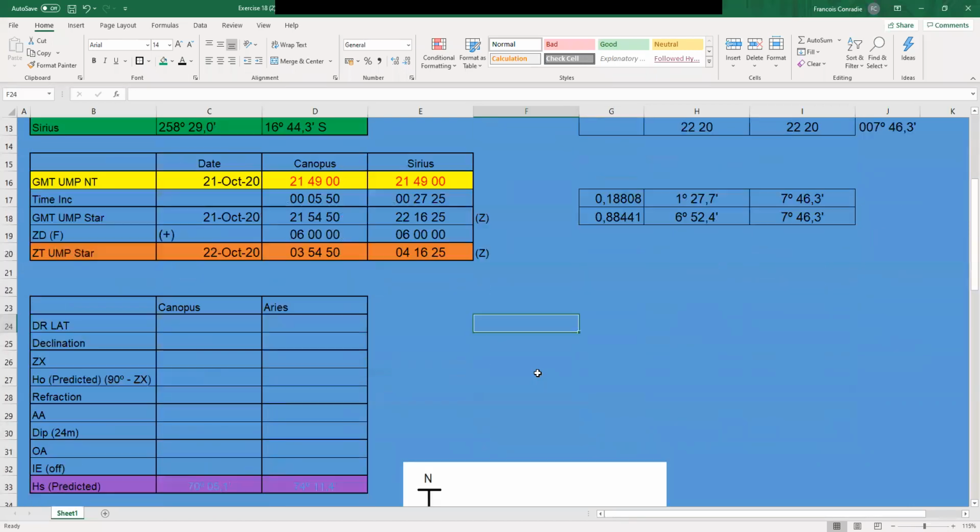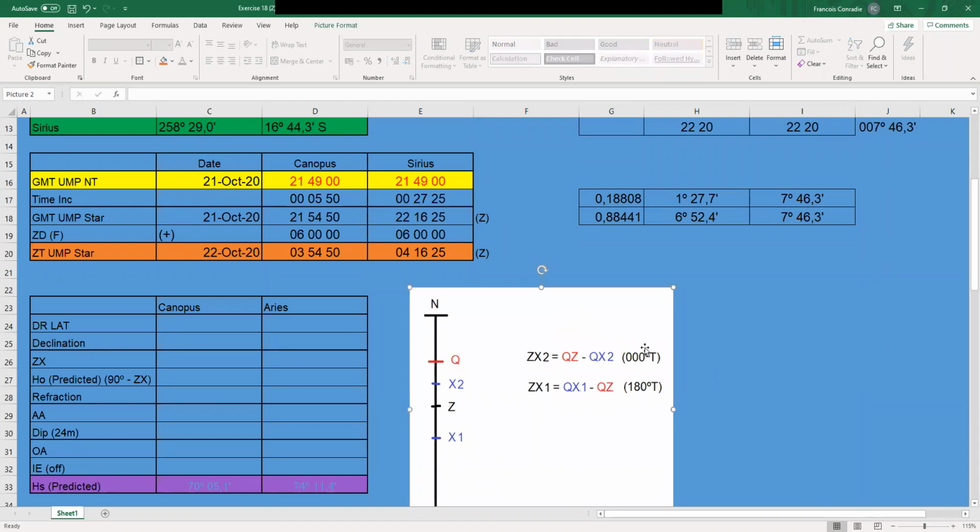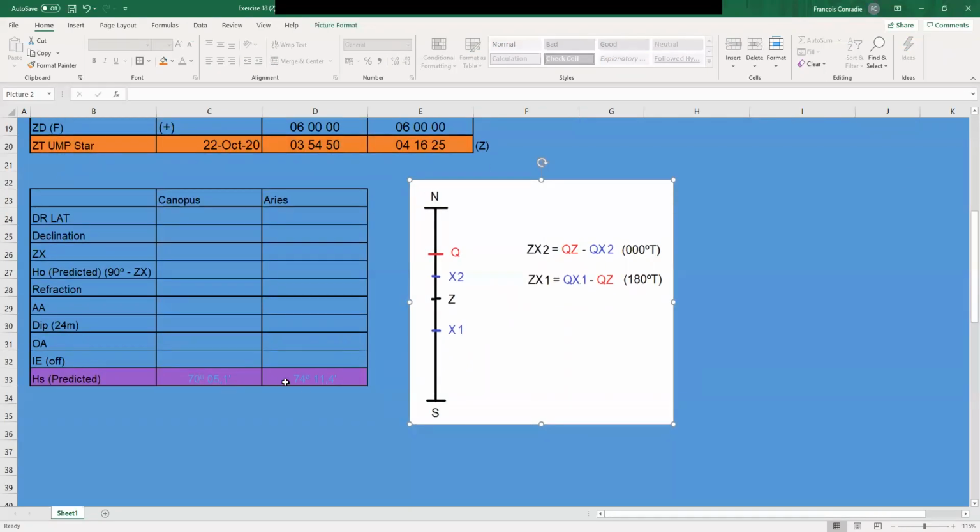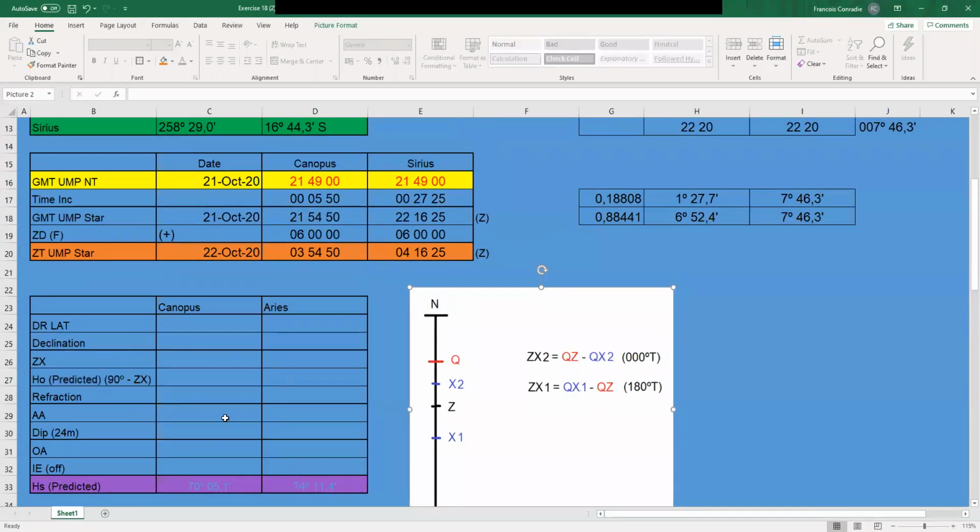I'm actually surprised no one asked about it. Now, the last part here, the last thing that we need to do is predict sextant height. So I'm just going to very quickly take you through this.